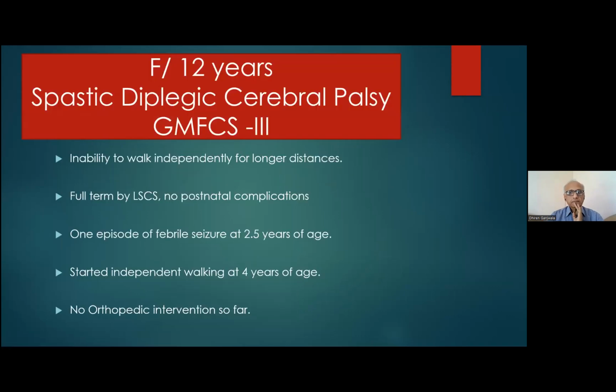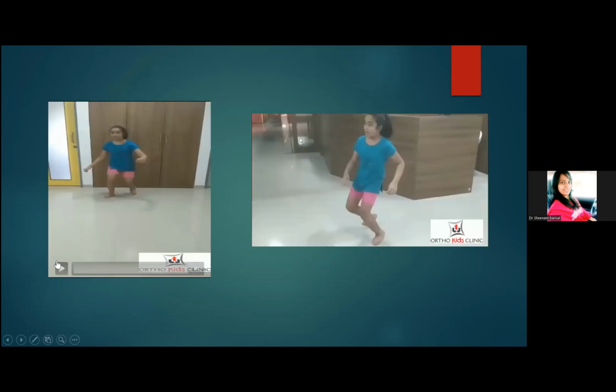Hello, everyone. A 12-year-old female presented to us with inability to walk independently for longer distances. She was born full-term by cesarean section. There was no history of postnatal complications. There was a history of one episode of febrile seizure at 2.5 years of age. She started independent walking at 4 years of age. She didn't undergo any orthopedic intervention so far.